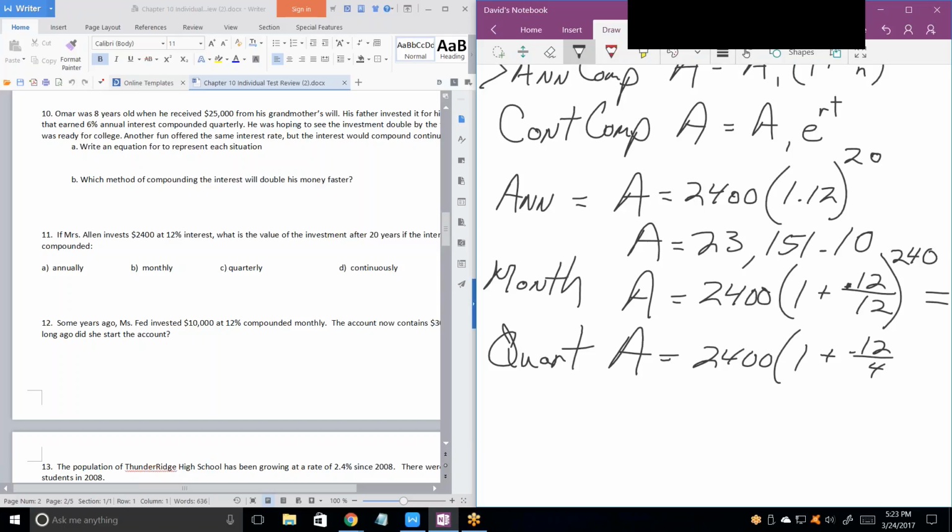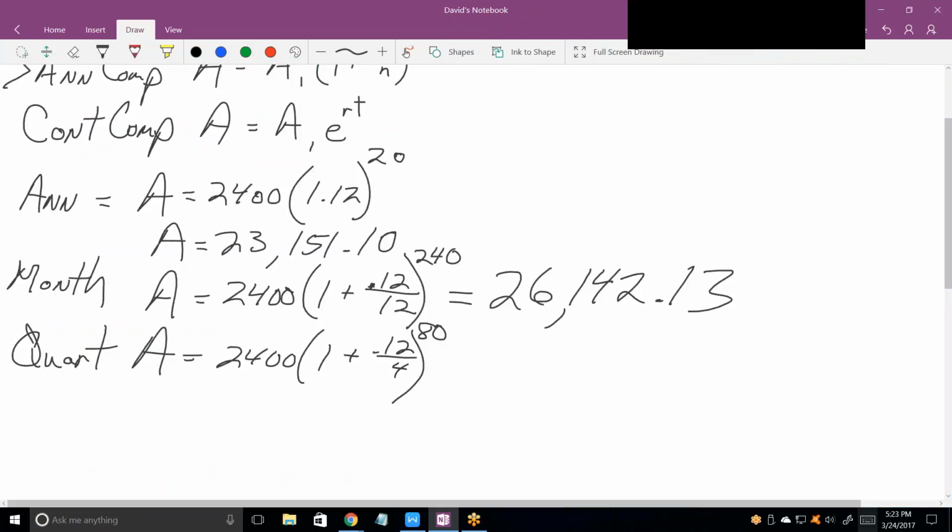And I would always do that step. Don't ever try to do that in your head. You're just asking for errors. Okay. And then to the power of 4 times 20, or 80. Let's go ahead and get that number.